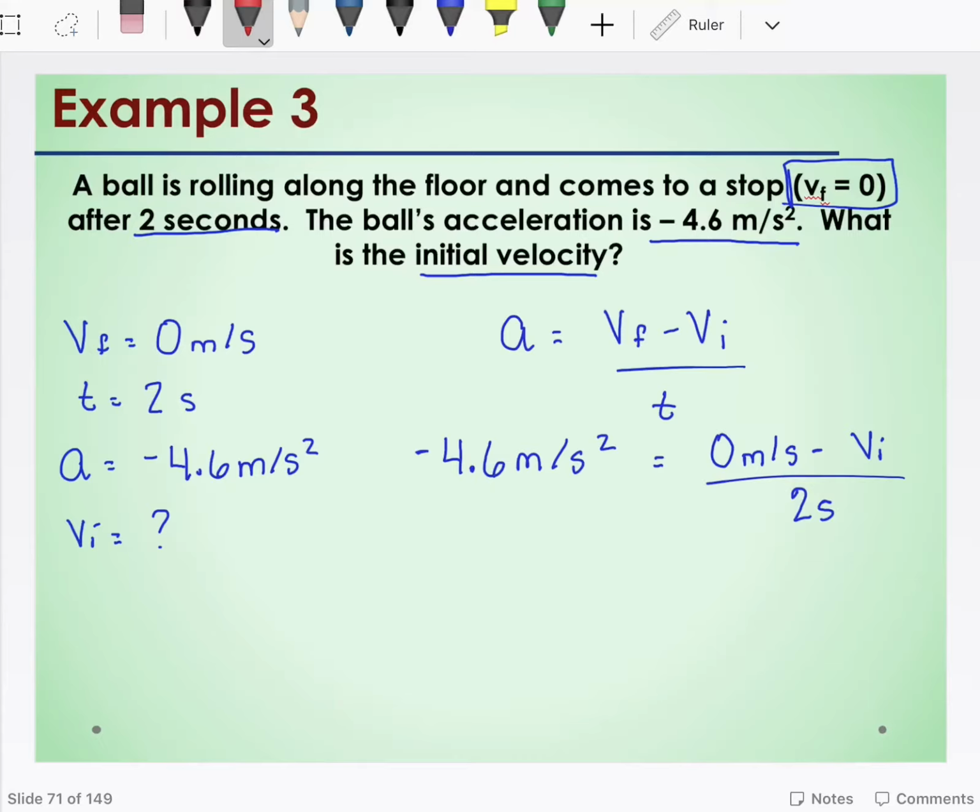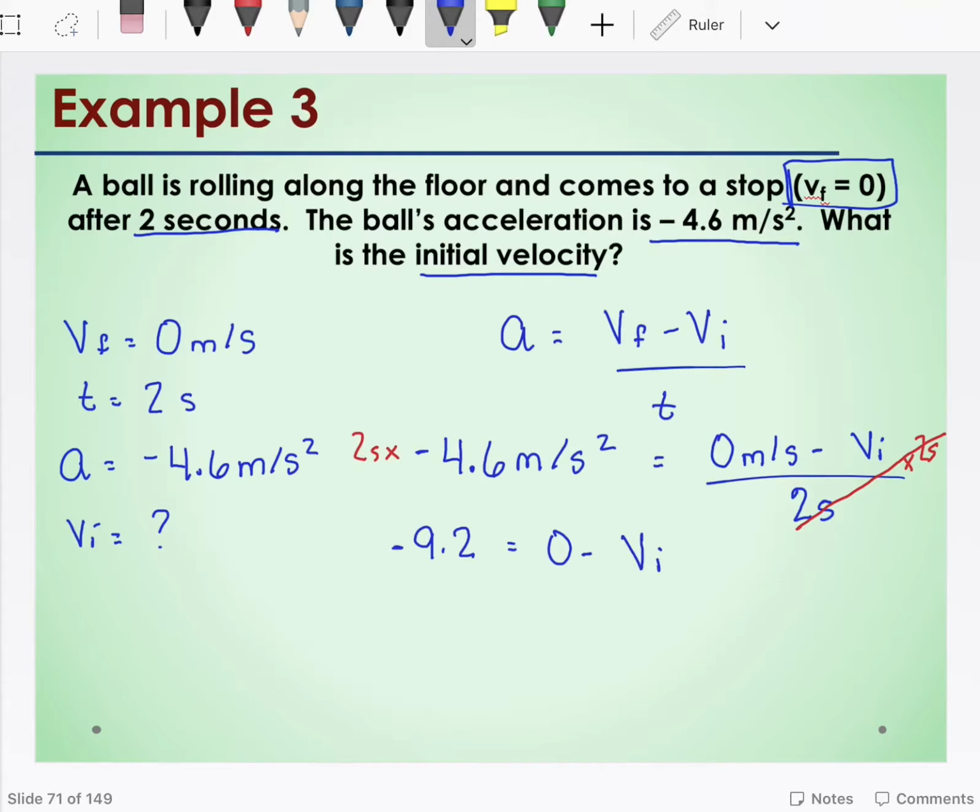The first thing I'm going to be dealing with is the time. I'm going to multiply by 2 seconds on each side. This is that algebra, right? You do the opposite operation and you do the same thing to both sides. That cancels. Now I'm going to do that math before I move on. So 2 times negative 4.6 gives me negative 9.2. So I'm just going to write that down. Negative 9.2 equals 0 minus VI. I'm just taking out the units to show it a little bit simpler right now.